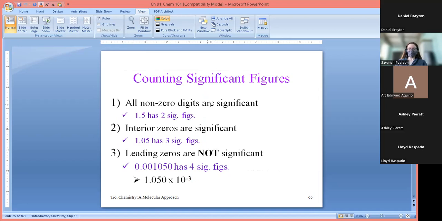All non-zero ones are significant. Interior ones clearly are significant because you've somehow measured the number before and afterwards. So it's only these ones that, for example here, this one's just holding the place, right? It's only the 1, 0, 5, and 0. If this was some instrument, it would have measured the 0. But these leading zeros, they're just telling you the place, the size of the measurement.